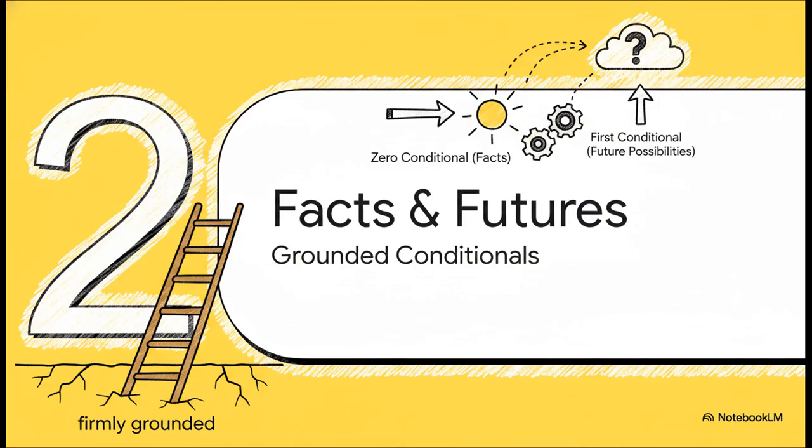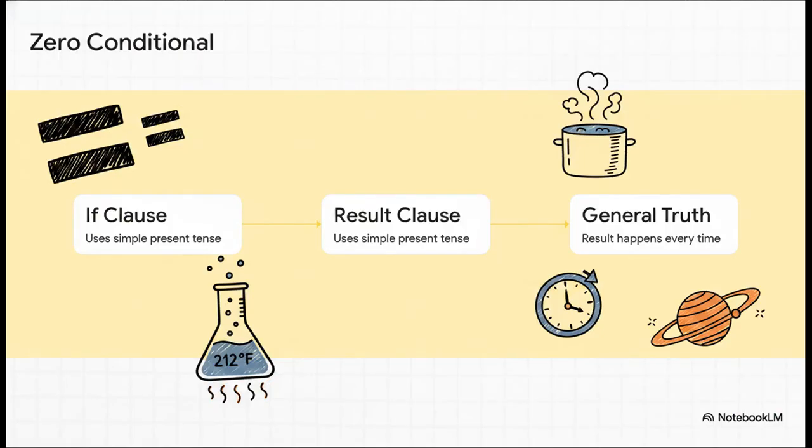Moving right along to Section 2, Facts and Future Possibilities. These are our grounded conditionals. Okay, look at how the zero conditional acts exactly like a mathematical formula for absolute facts. It's if plus a present tense condition followed by a present tense result. For example, if you heat water to 212 degrees, it boils. It happens every single time. There's zero guesswork here, no imagination needed. When that condition is met, the result is a guaranteed scientific reality.